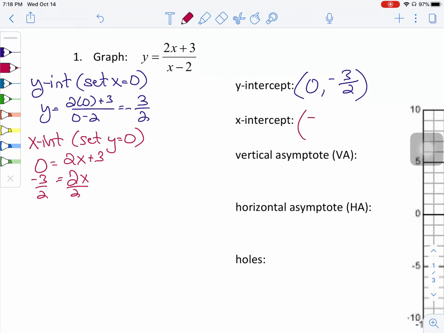Just a note, I am sure you know this, but I'm going to say it explicitly. Your x and y intercepts do not have to match for these problems. Just be aware of that. So yes, I know this is negative 3 over 2. Yes, I know this is negative 3 over 2. That doesn't always happen. Just FYI.